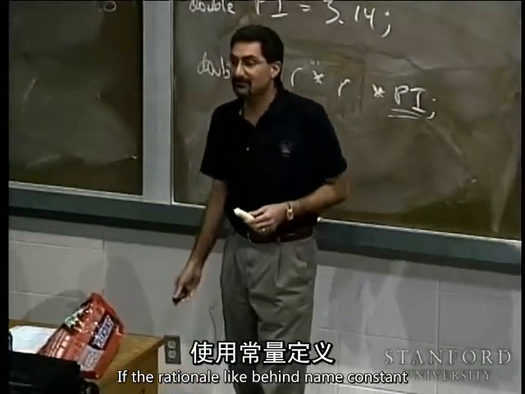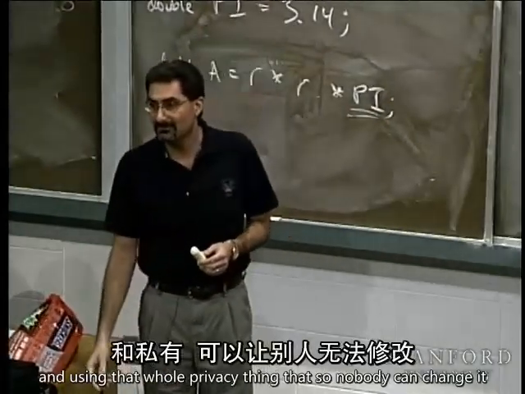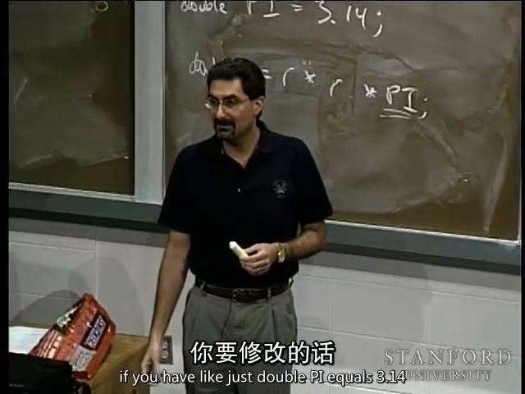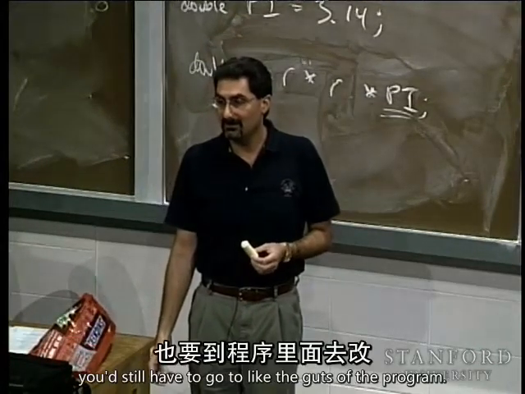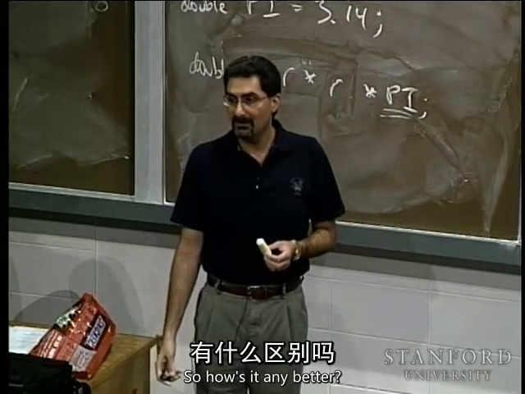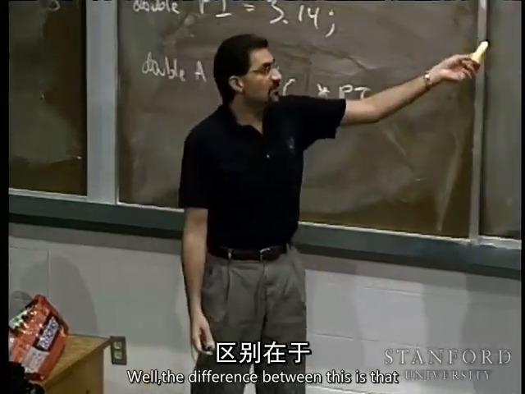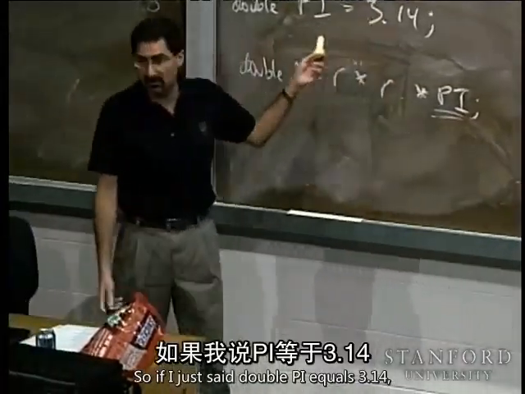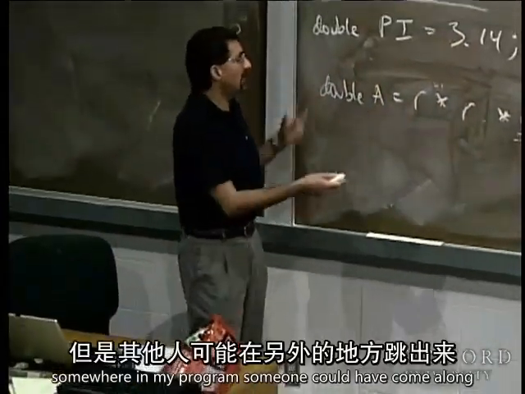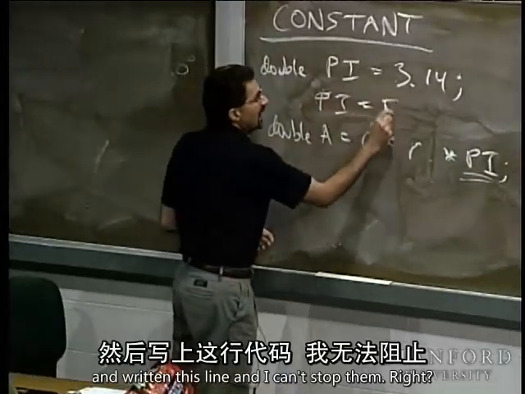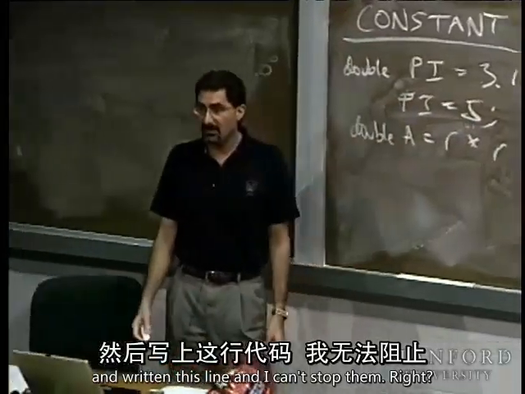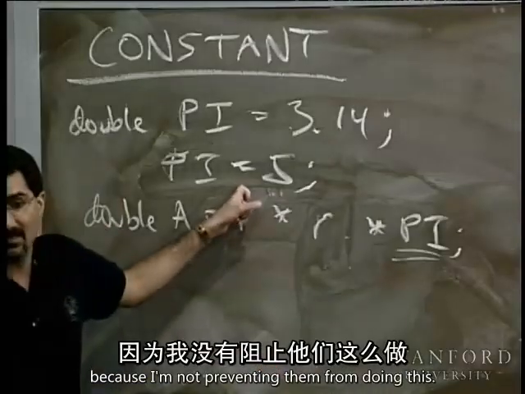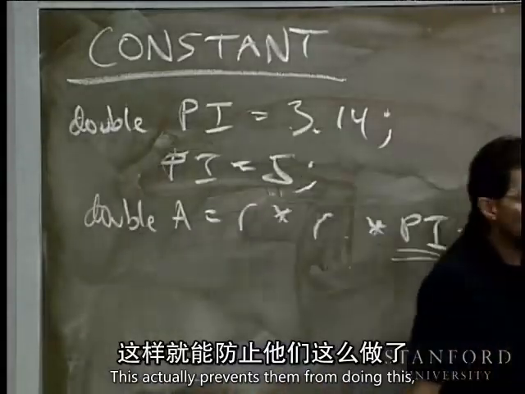You said that the rationale behind named constants and using that whole private static thing is that nobody can change it. But if you have just double pi equals 3.14, you'd still have to go into the guts of the program to change it. So how is it any better? Well, the difference is that programmatically no one can change it, right? If I just said double pi equals 3.14, somewhere in my program someone could have come along and written this line, and I can't stop them. So it's bad software engineering because I'm not preventing them from doing this. This actually prevents them from doing this.